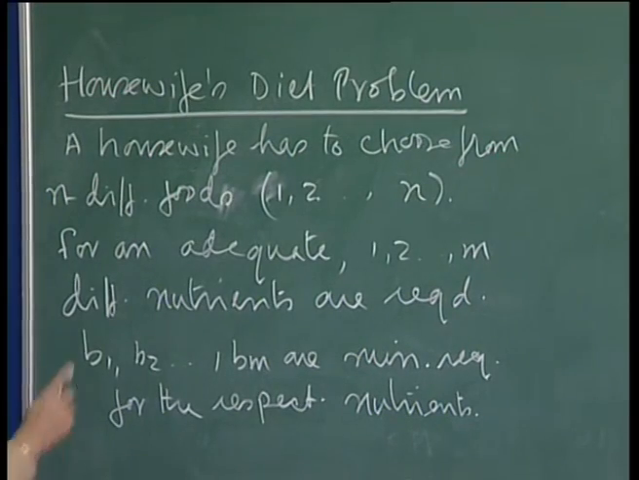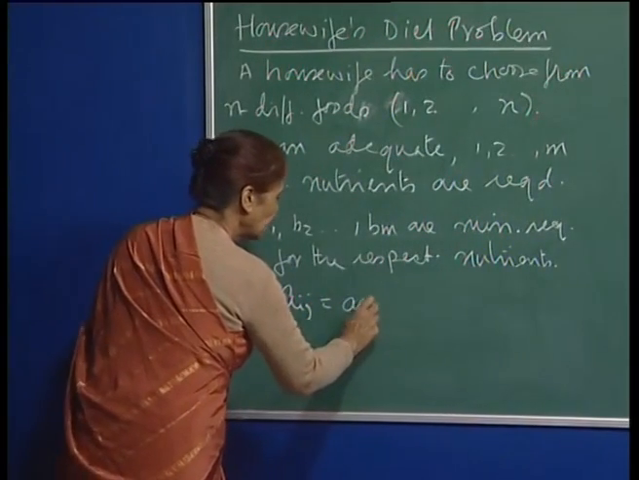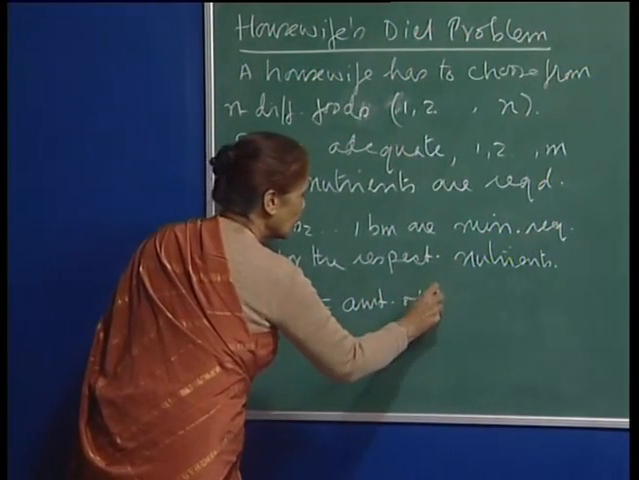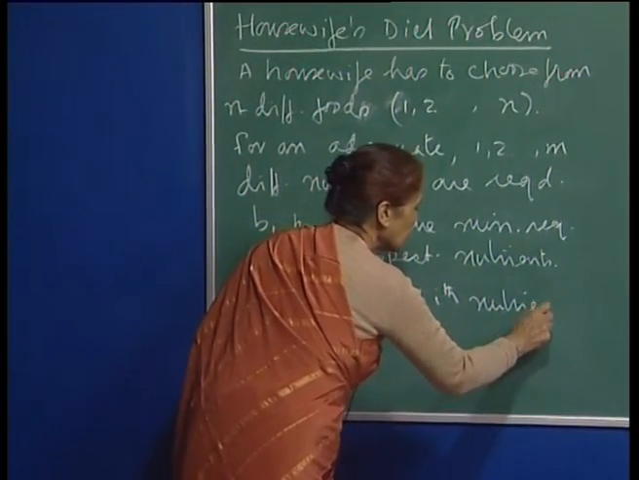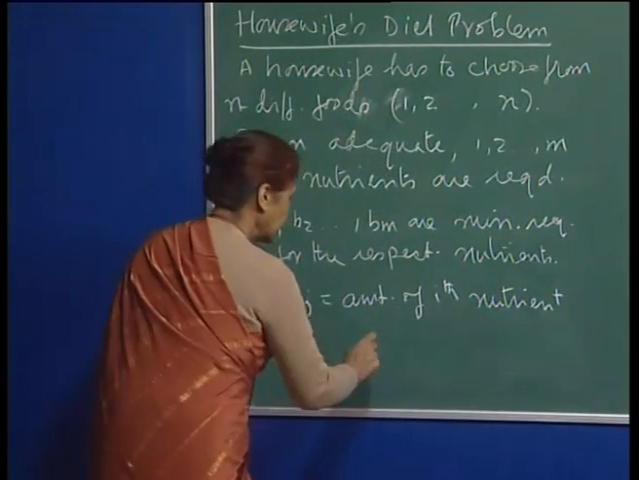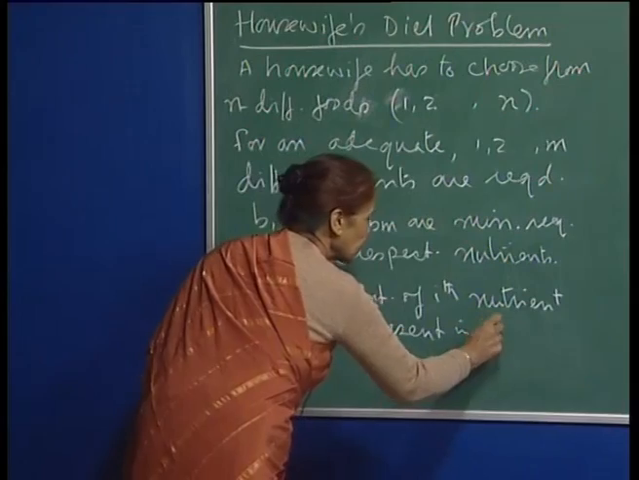Now, the thing is that the different foods differ. So, for example, Aij will tell you the amount of ith nutrient present in jth food.